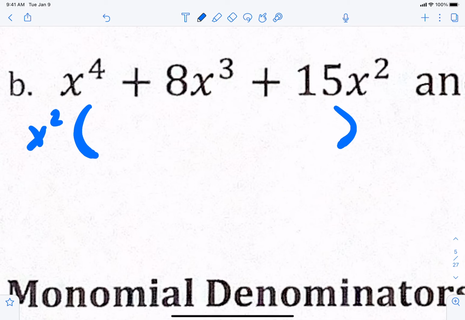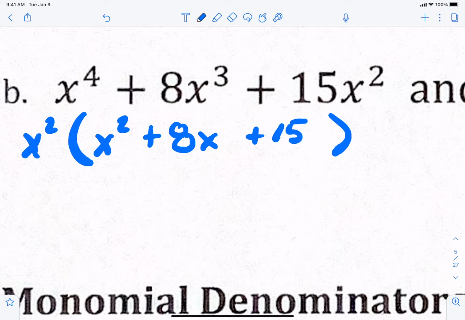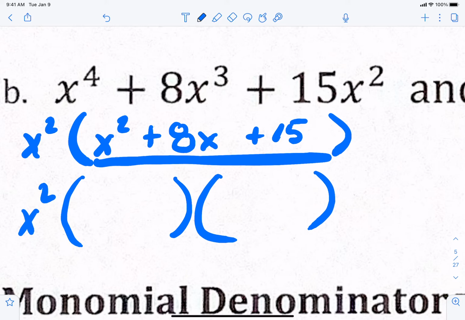Okay, write this down, Chase. Pulling an x squared out, okay? If you pull an x squared out of x to the fourth, what do you have? X squared plus 8x plus 15, right? We're taking that x squared out the front, okay? Now, what's left over is a simple trinomial, and we want to break him down, okay? So the x squared is just going to hold on for just a second.